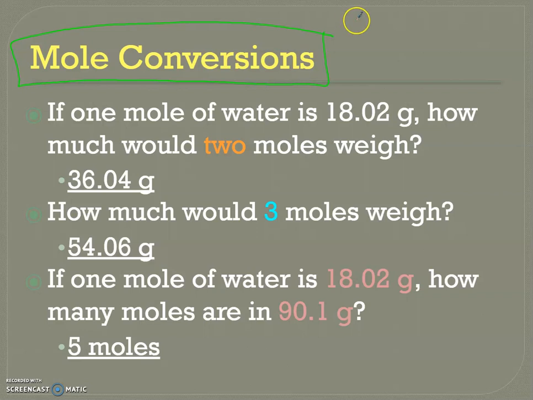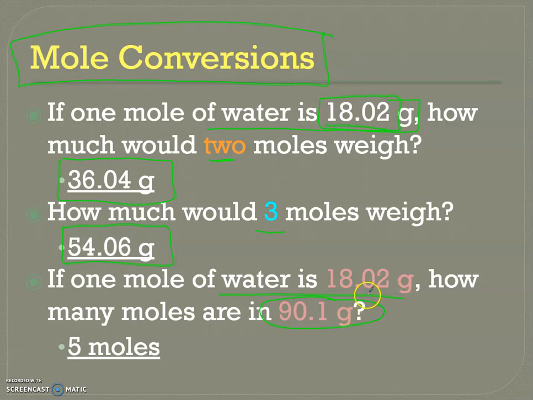All right, so you can know that 1 mole of water is 18.02 grams. How much would 2 moles weigh? And you're thinking, well, this isn't dimensional analysis. I'm just multiplying these two things together. That's what dimensional analysis is. It's 36.04 grams. If 1 mole weighs 18.02, how much would 3 moles weigh? Well, that's 54.06 grams. Well, if that mole of water is 18.02 grams, how many moles are in 90.1 grams?